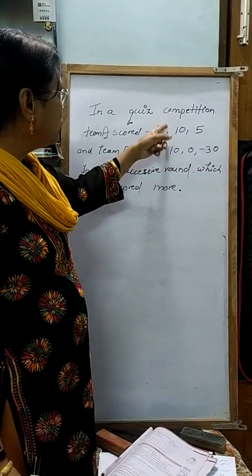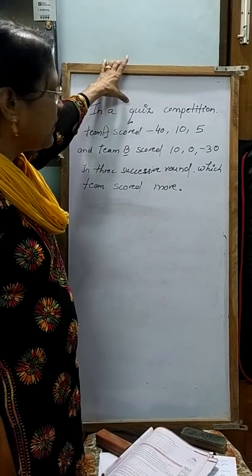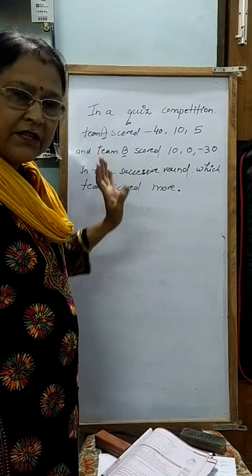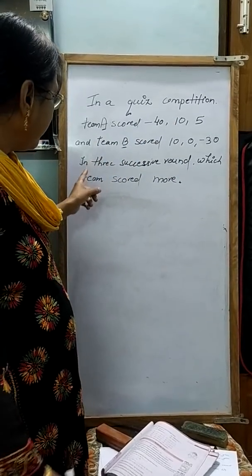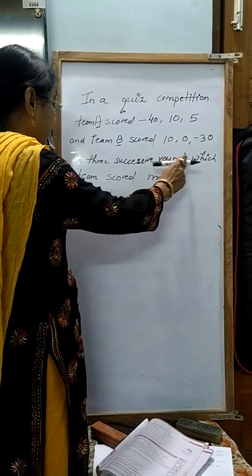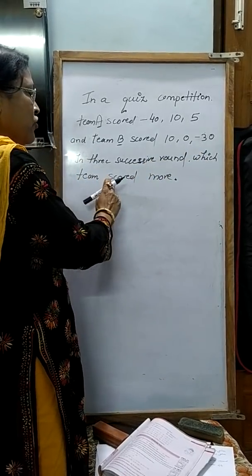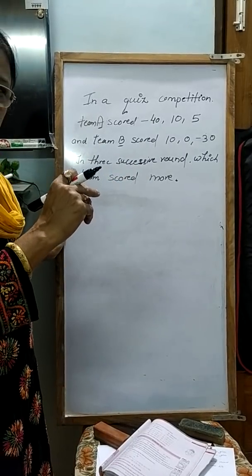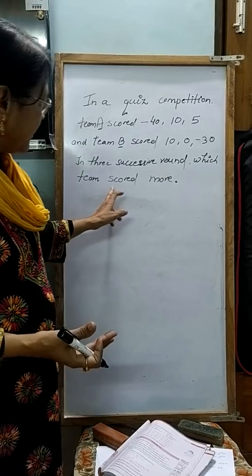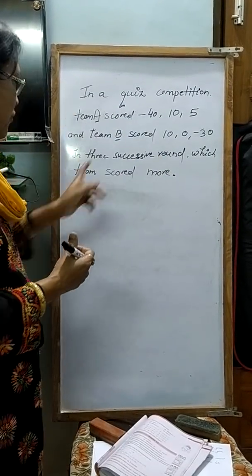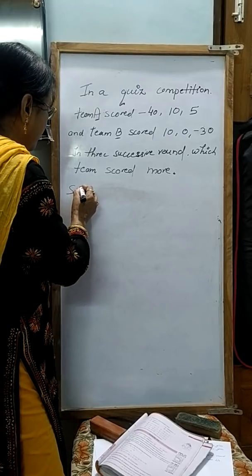In this way, 2 teams participated in the quiz competition and both the teams scored the marks like this. Now, what is the question related to this? If 3 successive rounds are played, which team scored more marks? तीनों राउंड में खेलने के बाद कौन सी टीम को ज्यादा मार्क्स मिले? Now, how to solve this question? Now you have to see the solution.